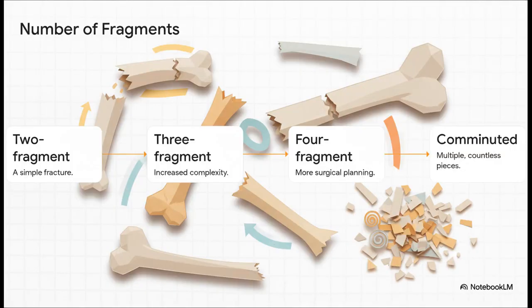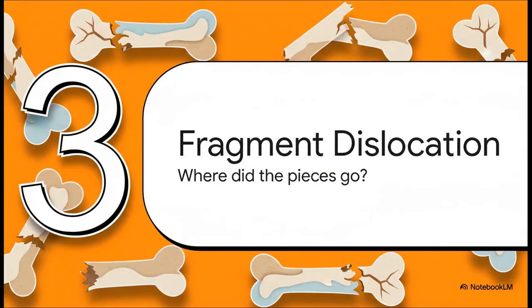And finally, for this first part, we count the pieces. This has a huge impact on your surgical plan. A simple two-fragment break, that's one kind of puzzle. But a comminuted fracture, where the bone has just shattered into multiple pieces, that's a whole different ballgame. Okay, so that's part 1, describing the break itself.